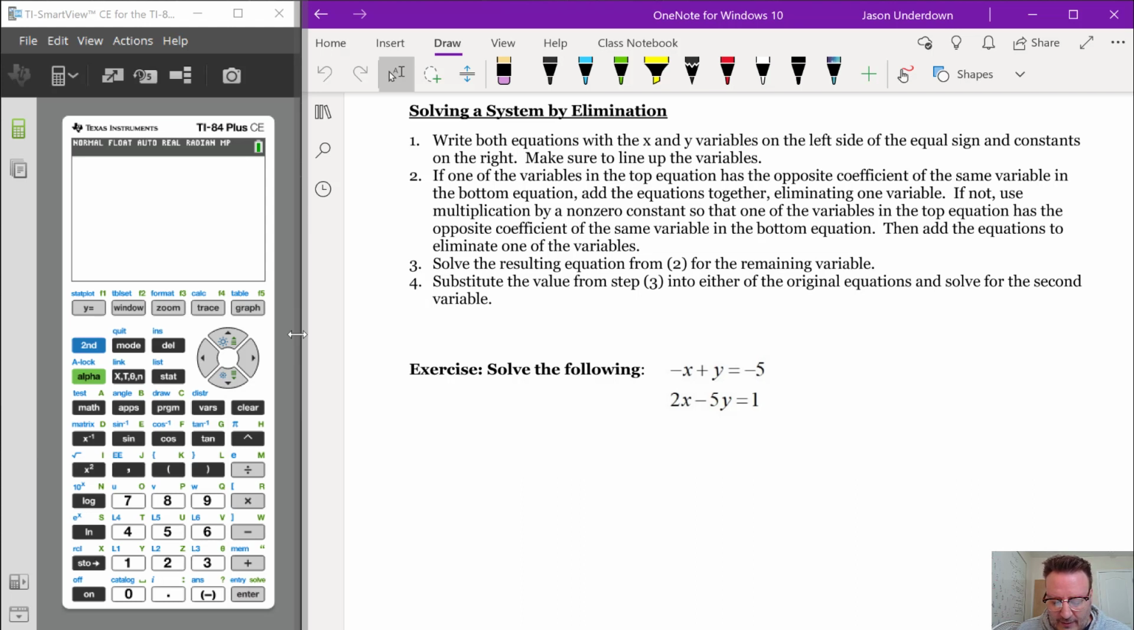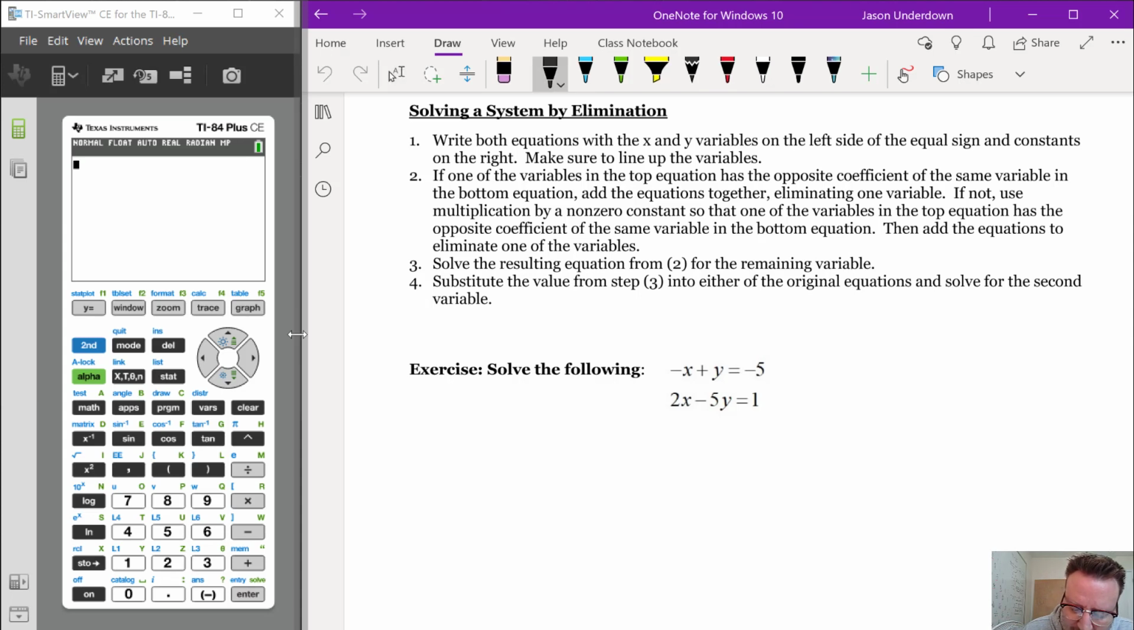Now, we could eliminate either variable, it really doesn't matter here, but let's eliminate x from the system. To eliminate x, notice that if I were to multiply the first equation by 2, then I'd end up with negative 2x plus 2y equals negative 10, right? And then if I add the left sides of the equations together and the right sides together, the x terms will cancel out.